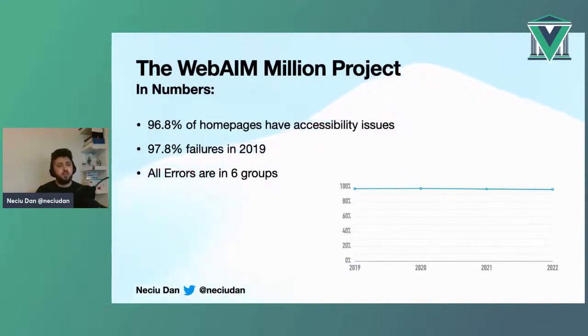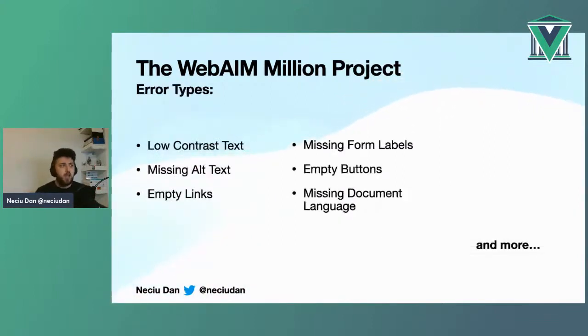And the good news is that all of these errors can be categorized into 6 groups. So we have low contrast text errors, missing alt text, empty links, missing form labels, empty buttons, and missing document language. Besides these big 6, we still have 1 or 2 more errors that I'm going to talk about in a little bit of detail. So let's go through each of these problems, see how it can impact our user base, how we can fix it, and what's the best practice to apply.